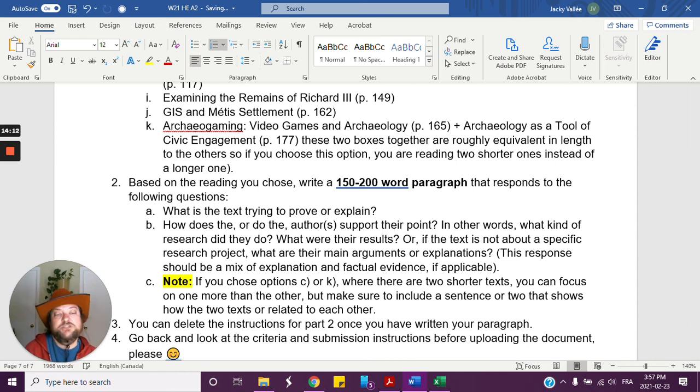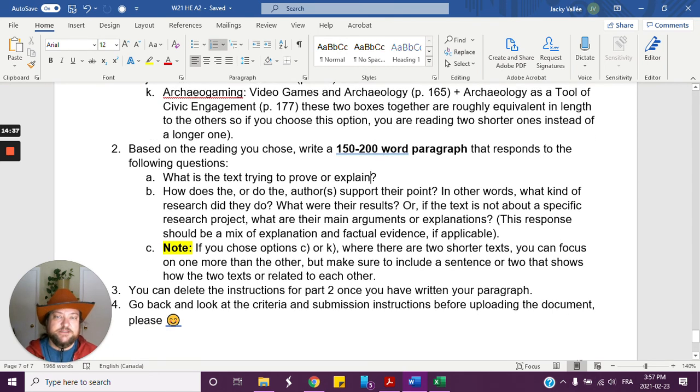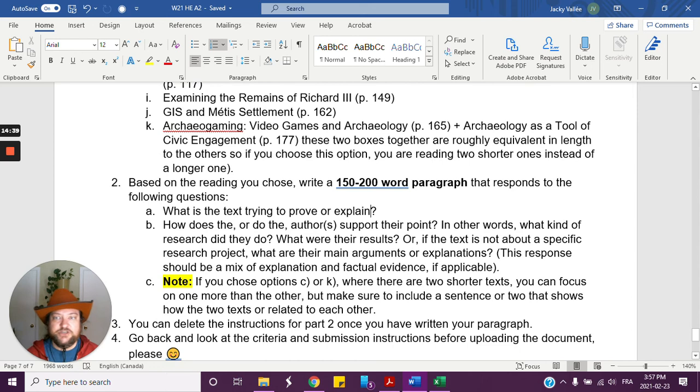Or if it's not so much about a specific research project, a couple of them are not, it's just more general explanations based on research or different kinds of research. Then what are their main arguments or explanations that they're making to prove their point? And so your response here for B should be a mix of explanation and factual evidence in cases where there is factual evidence that they're bringing up. So it's really a case by case thing. And if you're reading one and you're not sure how to go about it, you can talk to me.